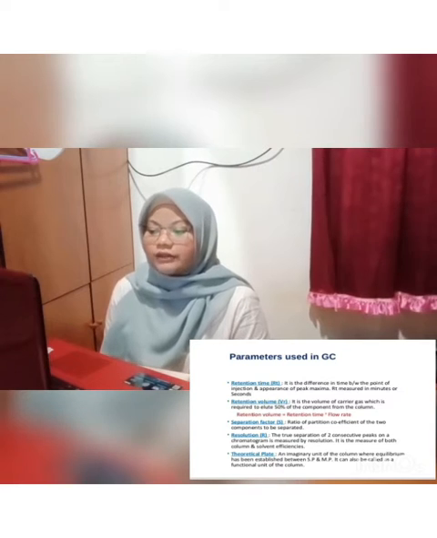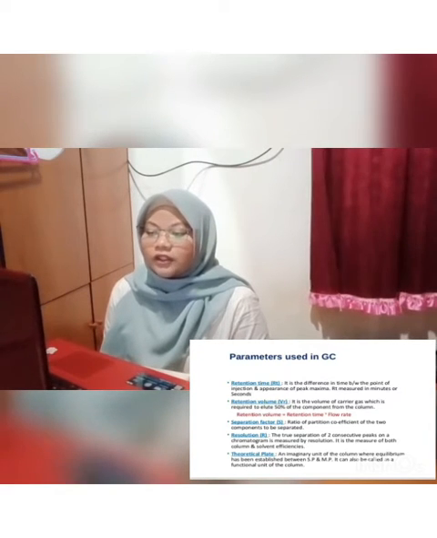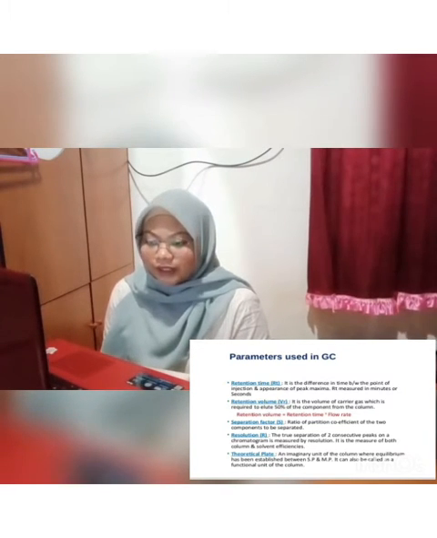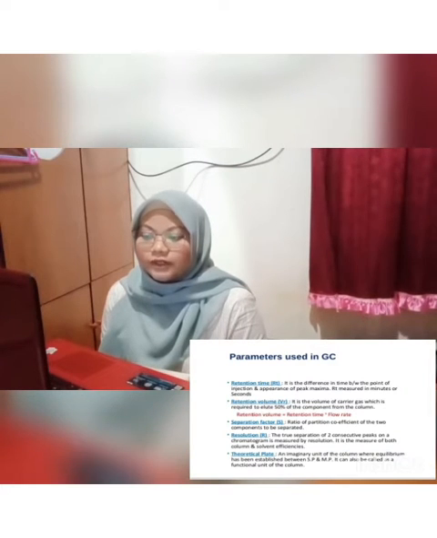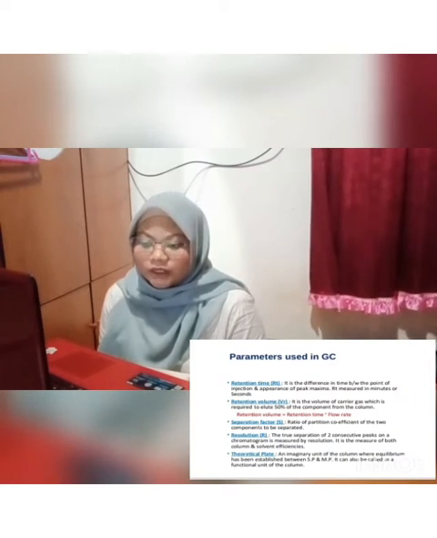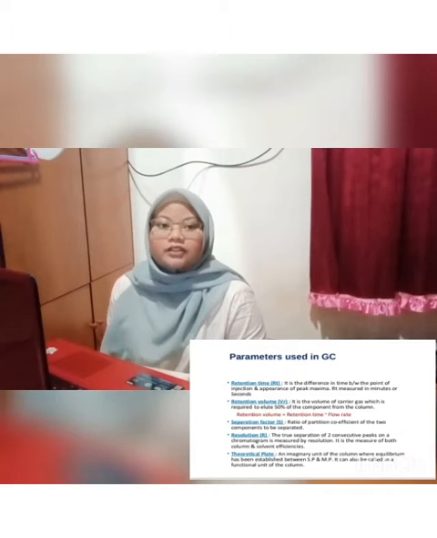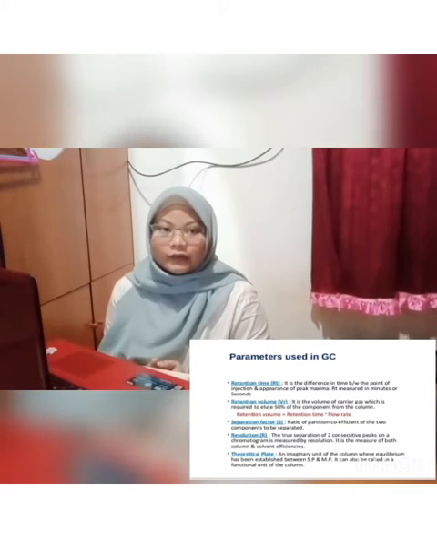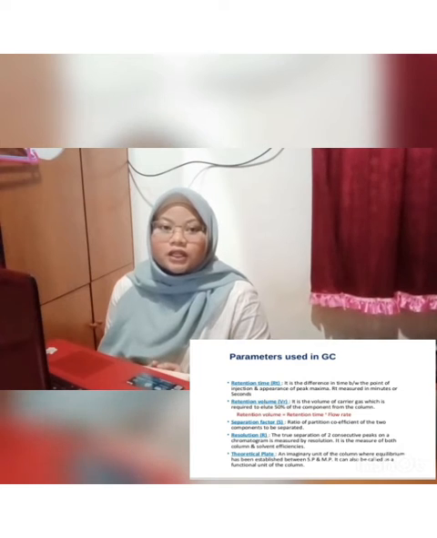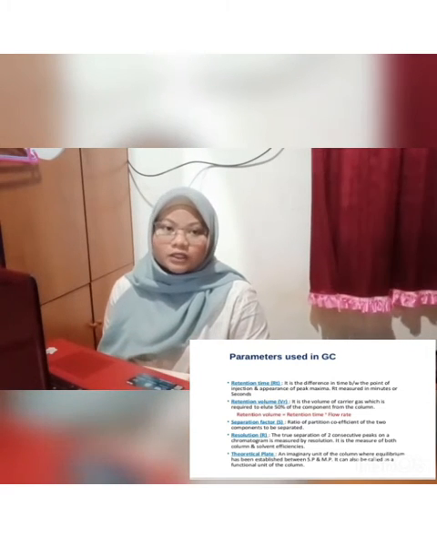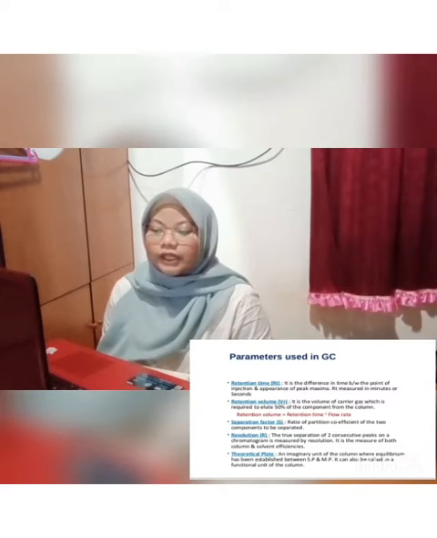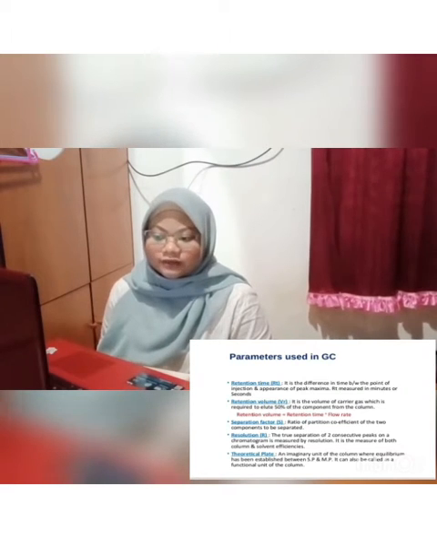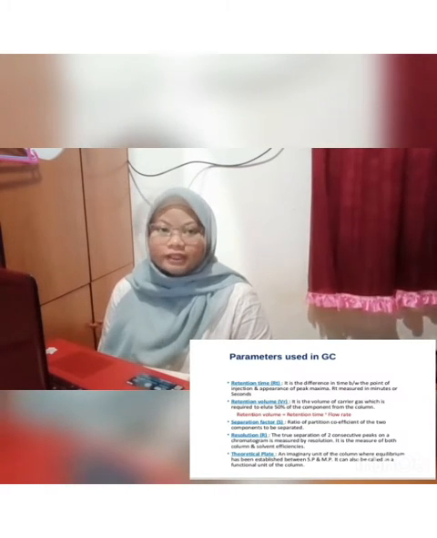The next one is retention volume. Retention volume is the volume of carrier gas required to elute 50% of a component from the column. So retention volume is the volume of mobile phase that is required to elute a substance from a column. The formula to get the retention volume is retention time times flow rate.